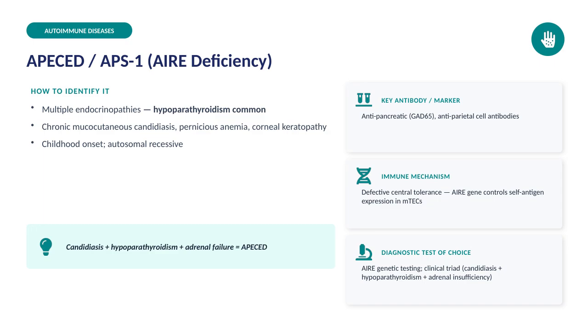On the immune side, this disease results from defective central tolerance due to mutations in the AIRE gene, which normally helps mediate self-antigen expression in medullary thymic epithelial cells to eliminate self-reactive T cells. Diagnosis is supported by identifying specific antibodies like anti-GAD65 and antiparietal cell antibodies. Genetic testing for AIRE mutations combined with the clinical triad remains the best approach for confirming the diagnosis.